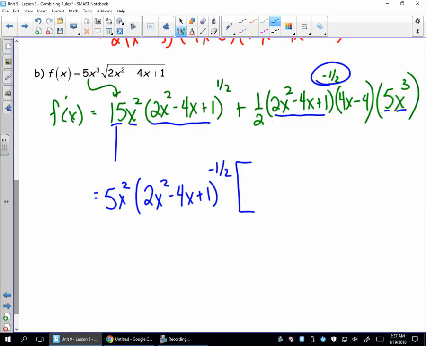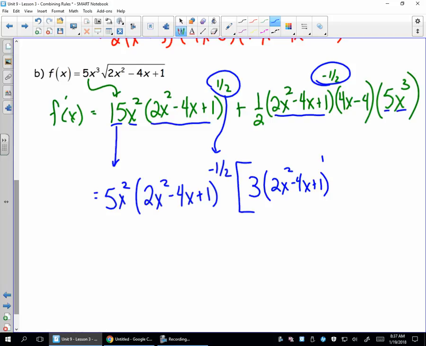Well, 15 divided by 5 makes 3. So I have 3 left. The x squared I took out. I had a positive 1/2, and I took out a negative 1/2. When I take things out, what I'm really doing is I'm subtracting my exponents. So a 1/2 minus a negative 1/2 leaves me with the number 1. So in other words, I have 2x squared minus 4x plus 1 to the 1 still. That's what's really left.